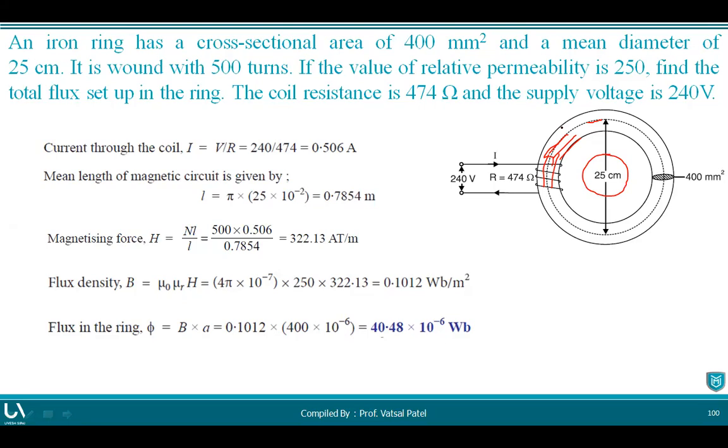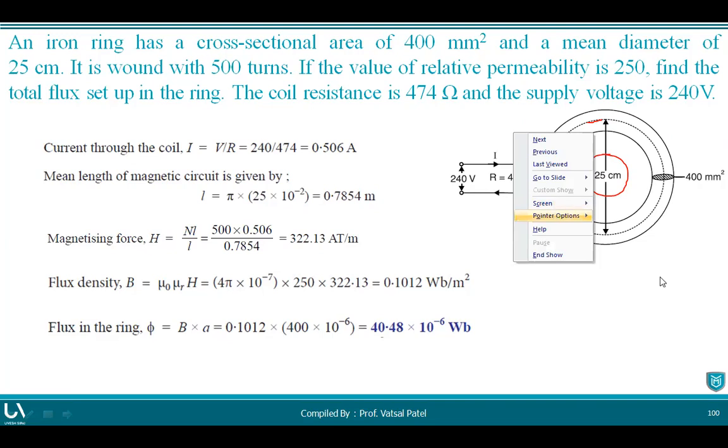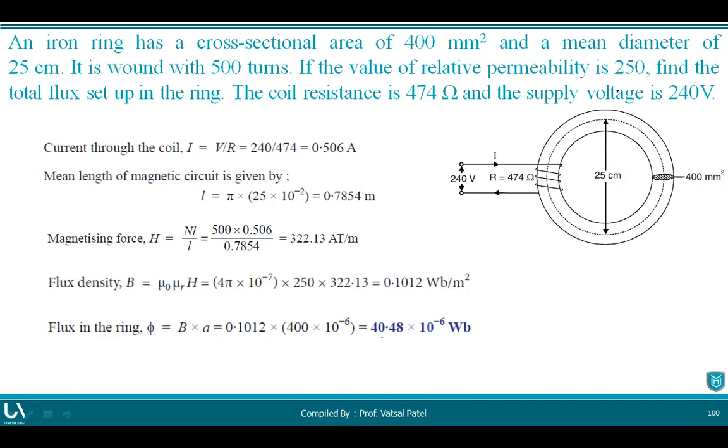Can we say it is average? According to this diagram, the mean diameter is at the center of these two lines, the outer bore and the inner core. So right now the mean diameter given over here is 25 centimeter. Now it is wound with 500 turns. So right here you can see that the number of turns is 500.